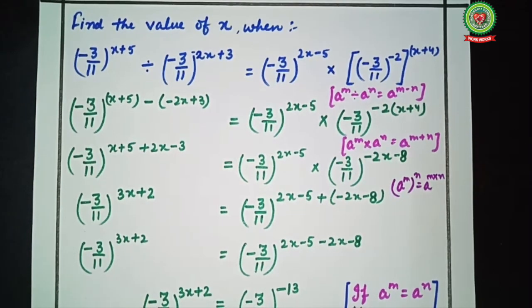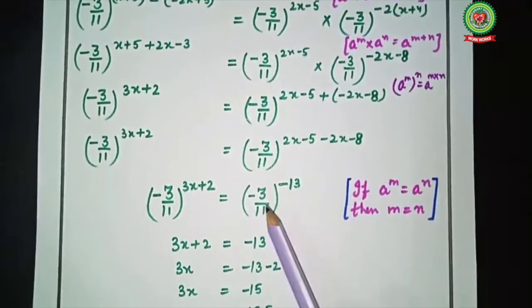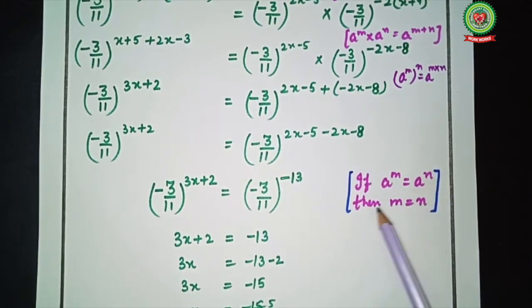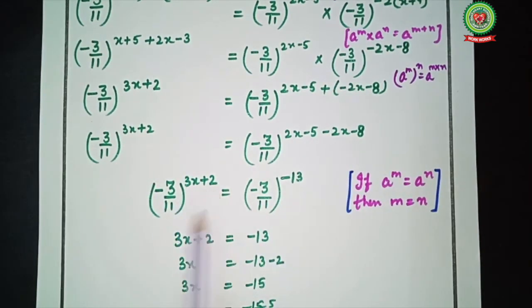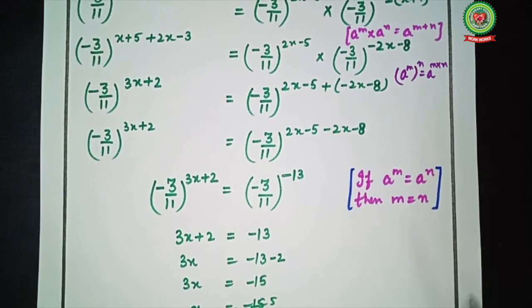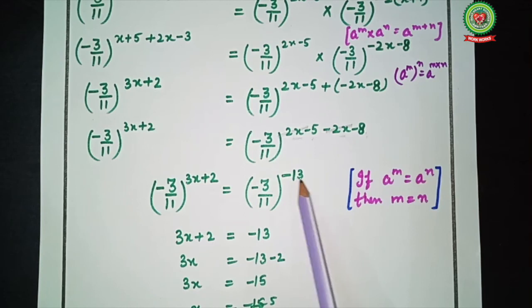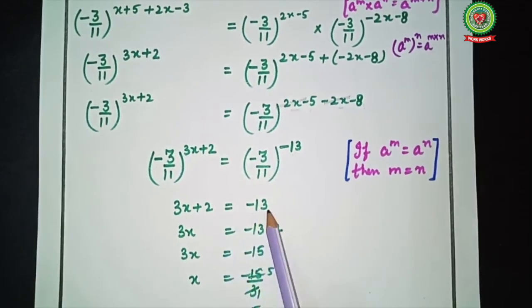Now students, you can see that the bases are equal, and we have a law of exponents for this: if the bases are equal, their powers will be equal. That means if a^m is equal to a^n, then m is equal to n. So we will put their powers equal like this. After solving this, we will get here minus 13. How will we get minus 13? 2x is of plus sign, 2x is of minus sign, so we can cut them, right? After this, we are left with minus 5, minus 8, which will be minus 13. Now the bases are equal, so the powers will be equal. So we will write here 3x plus 2 is equal to minus 13.